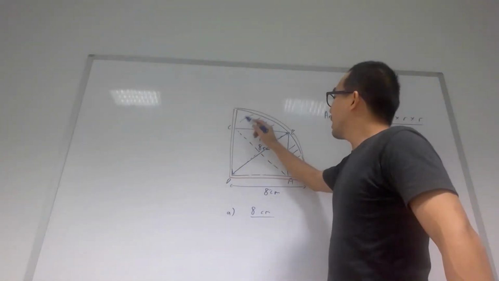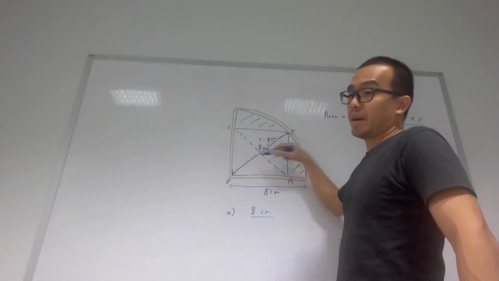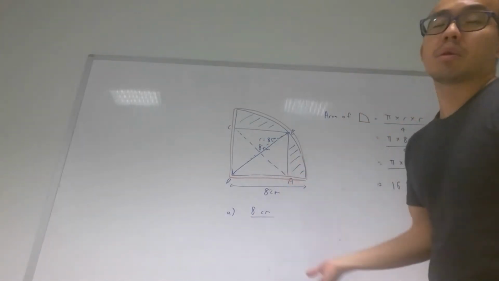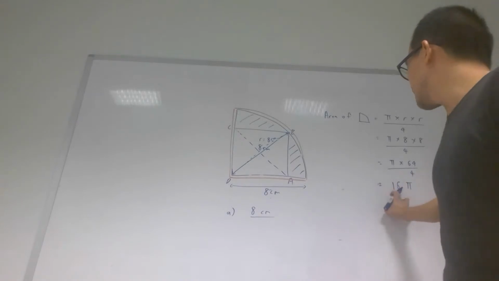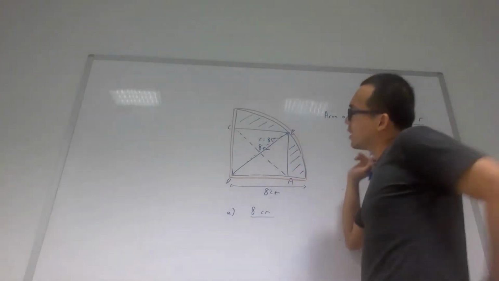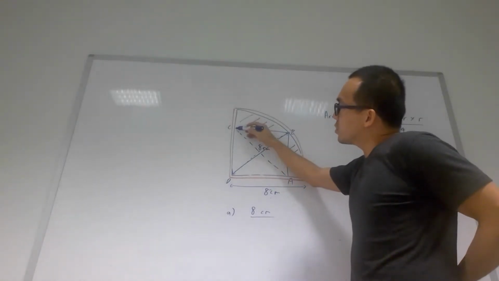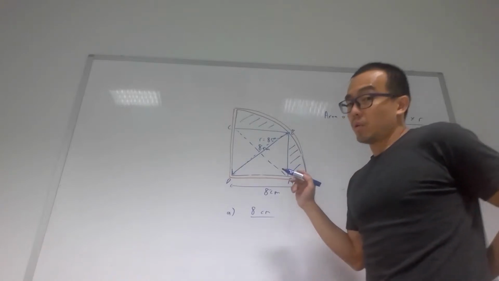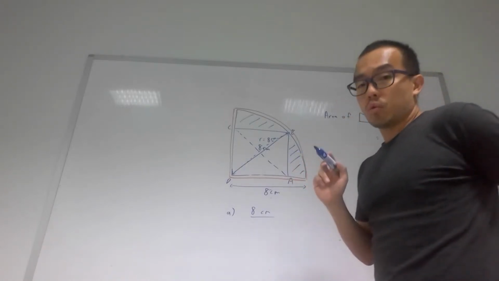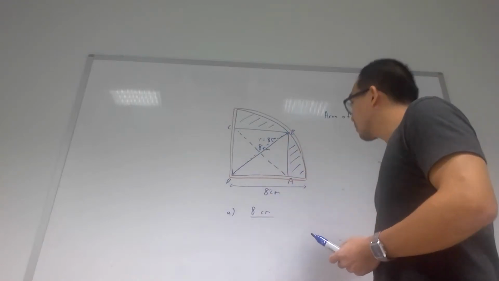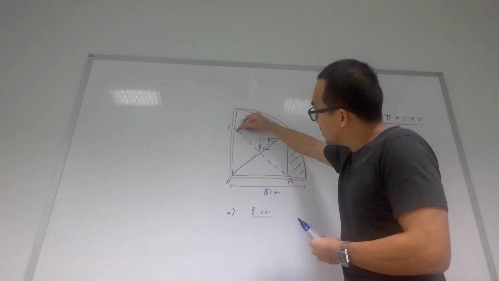So now, I found the quarter circle at 16 pi. Don't worry, if I want to multiply by 3.14, no problem. I can do that anytime. It's just 16 times 3.14. But now how do I find the area of the square? Area of the square should be here times here, right? But you don't know here times here. But what you do know is if this is 8 cm, you know that this is 4 cm, right?